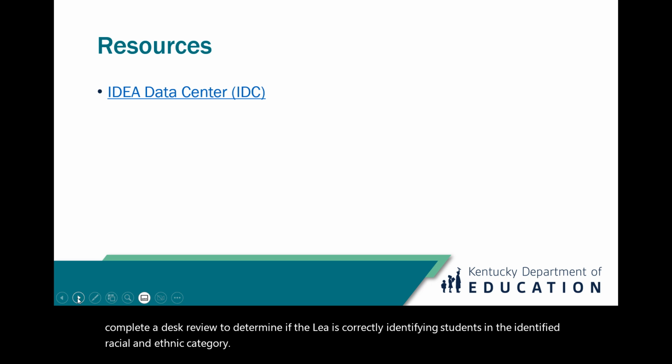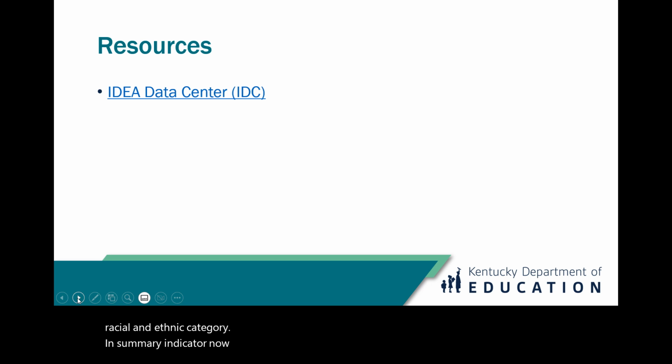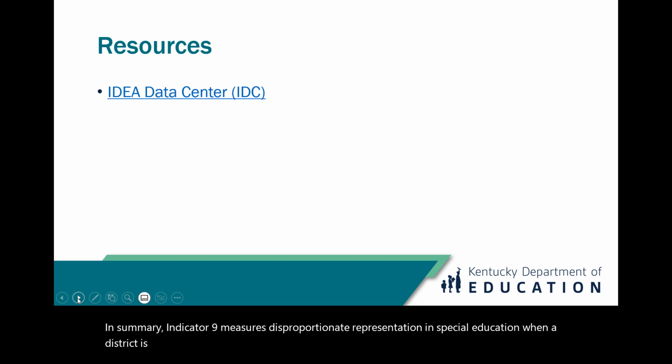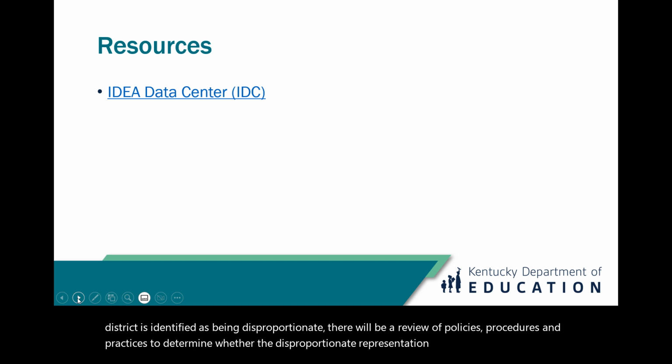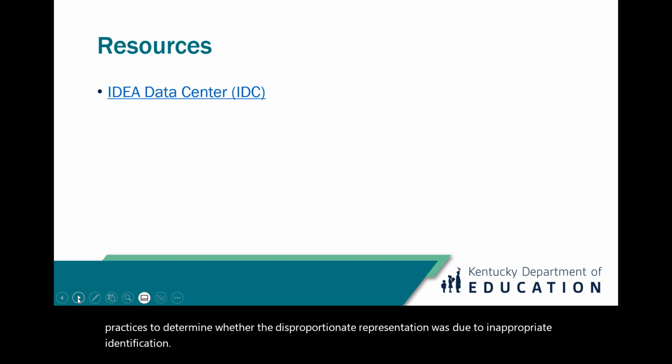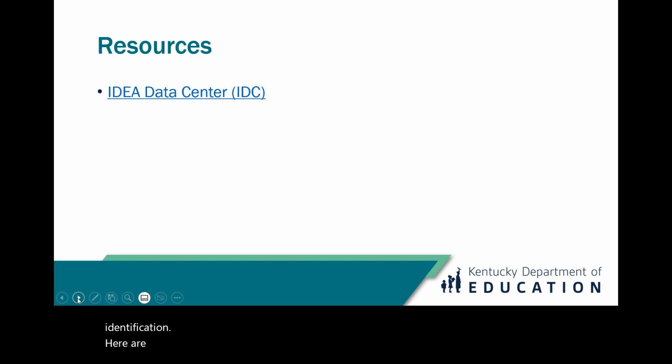In summary, Indicator 9 measures disproportionate representation in special education. When a district is identified as being disproportionate, there will be a review of policies, procedures, and practices to determine whether the disproportionate representation was due to inappropriate identification. Here are additional resources for your review.